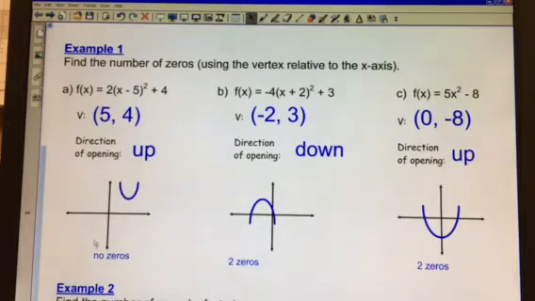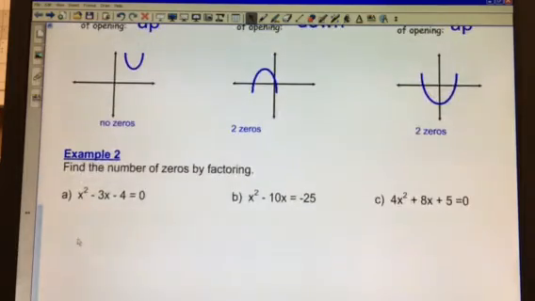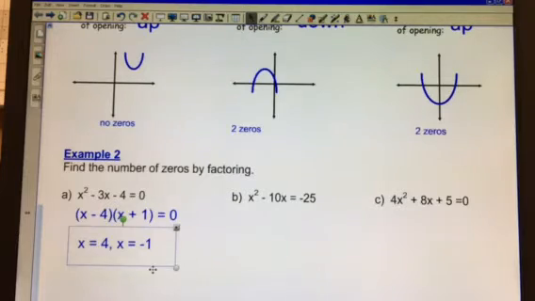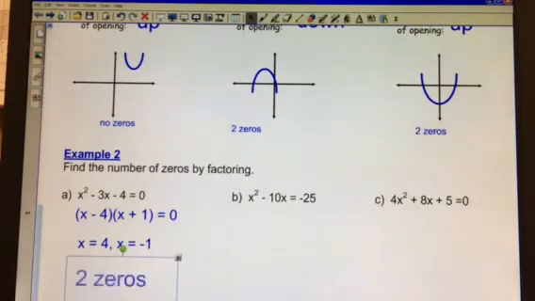So in example 2, we're going to look at finding the number of zeros by factoring. So for your first trinomial, you have x squared minus 3x minus 4 equals 0. Find the product and sum, you get this. And the zeros of this quadratic function would be x equals 4, x equals negative 1, which gives you 2 zeros.